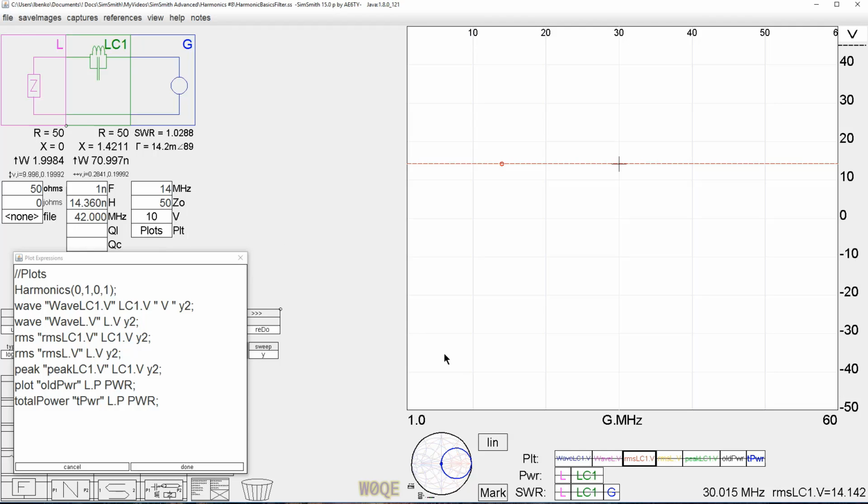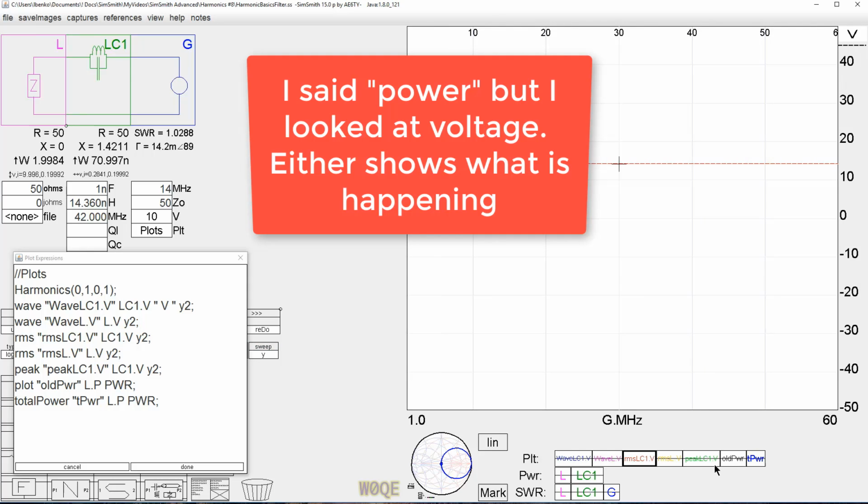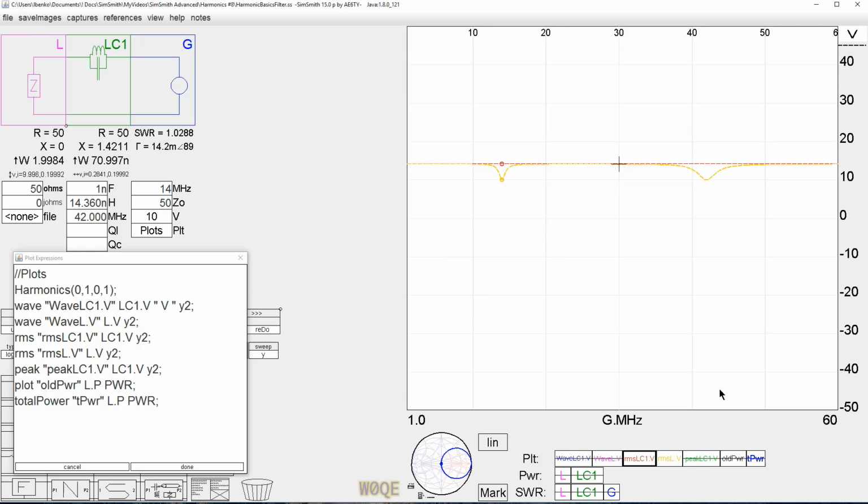And we can see that by looking at the power in the output. Let's look at the power in the output here, the total power. Oops, I'm sorry. That's what I wanted to look at. Now I'm looking at the RMS value at the load. The RMS value at the load shows two places where the RMS voltage drops.